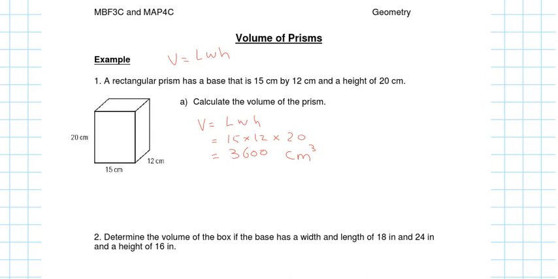Now, why is it centimeter cubed? It's a volume. What are we multiplying here? Three lengths, right? So I'm multiplying a centimeter by a centimeter by a centimeter. That gives me centimeter cubed. So your volume is always going to be a cube unit. If we're talking about a distance unit, it's going to be a cube distance.